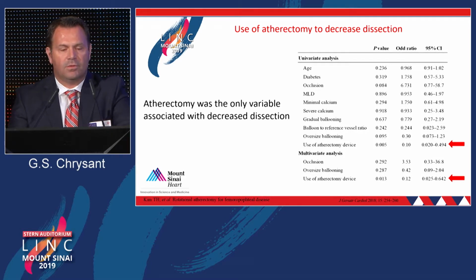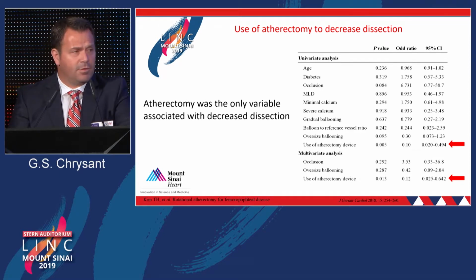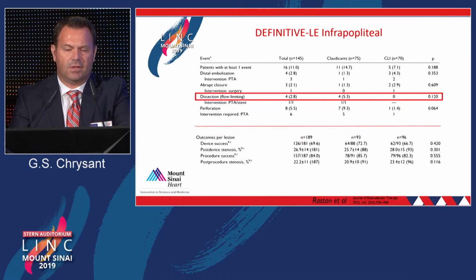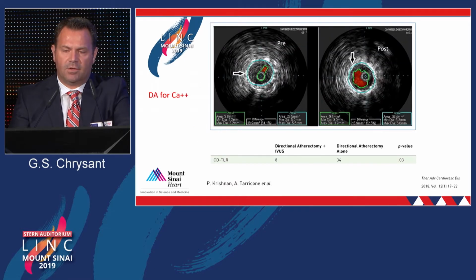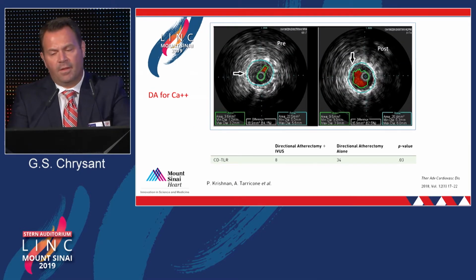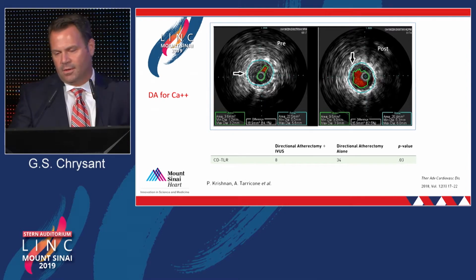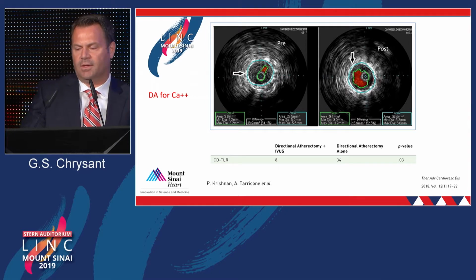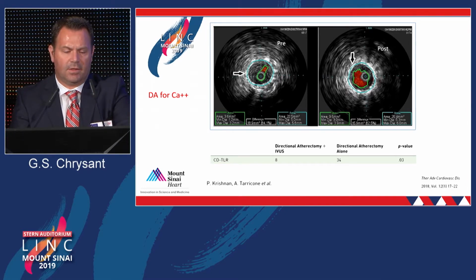So long balloons, long inflation times, lithotripsy maybe, atherectomy, definitive LE, the infrapopliteal group you see is representative in terms of calcification and long lesions, and you see a dissection rate, at least flow limiting, that's actually pretty impressive considering the problems that you can potentially run into with directional atherectomy below the knee in terms of adventitial cuts and so forth. And then, just to keep the theme of IVUS going, if you use IVUS with your DA, it seems to help even more when you look at TLR as evidenced in this study.